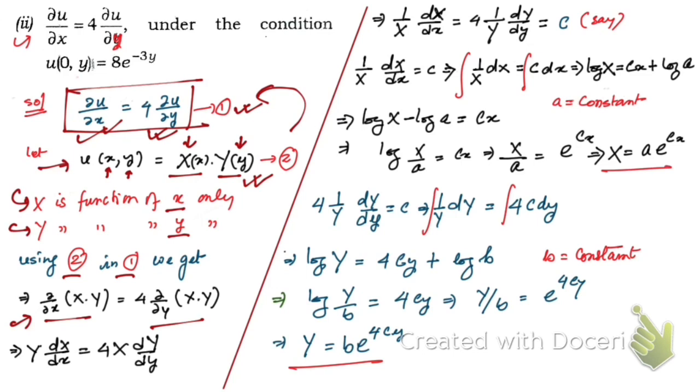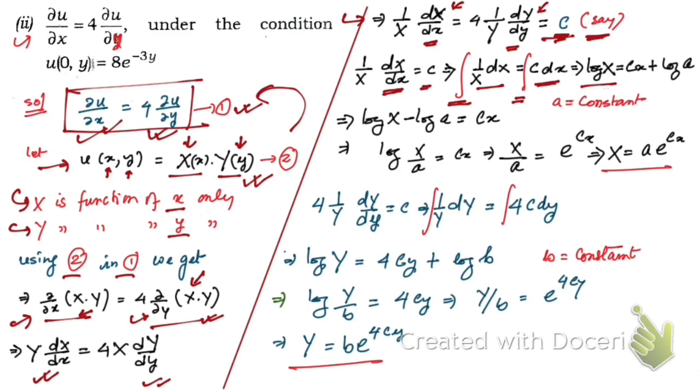Here we are differentiating with respect to x partially, so keep y as constant, then you will get this result. And on the right hand side, we are differentiating with respect to y partially, so keep capital X as a constant, as it is a function of x only. So this is our right hand side, and this can be further simplified as 1 by X, derivative of capital X with respect to small x, and 1 by Y, derivative of capital Y with respect to small y. Let both left and right hand side be equal to c, a constant. So we can write the left hand side: 1 by X, derivative of capital X with respect to small x is equal to c, then this implies 1 by X dX is equal to c dx.